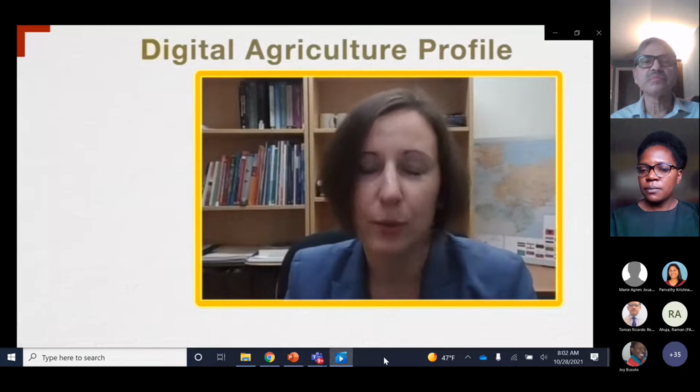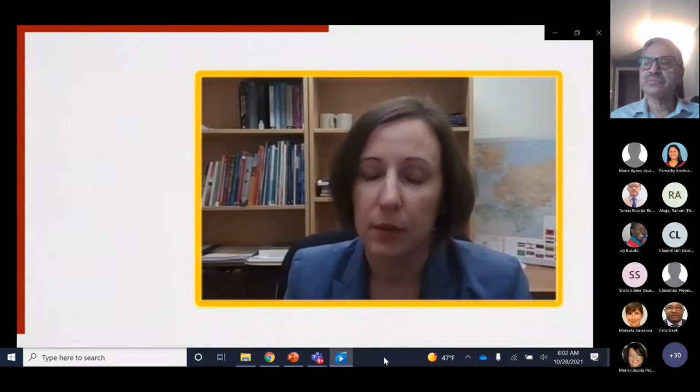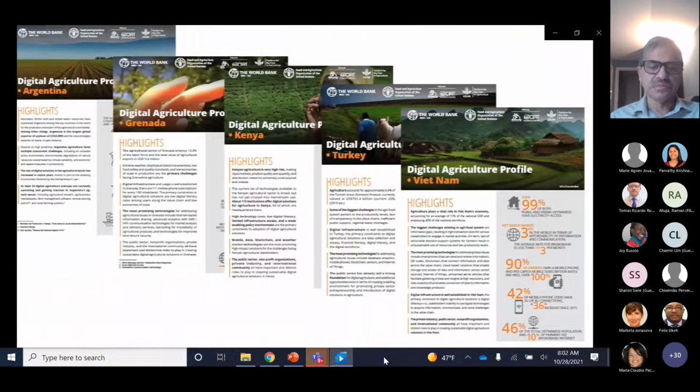Digital Agriculture Profile, or DAP, is a diagnostic tool that is used to evaluate the state of agricultural and digital development in a country. And at the cross-section of these two evaluations, it is used to identify specific policies and investments that can help maximize efficiency, equity, and environmental sustainability of the digital transformation of the agri-food system. As of today, 5 pilot DAPs have been prepared for Argentina, Grenada, Kenya, Turkey, and Vietnam, and a couple more are currently in the works.